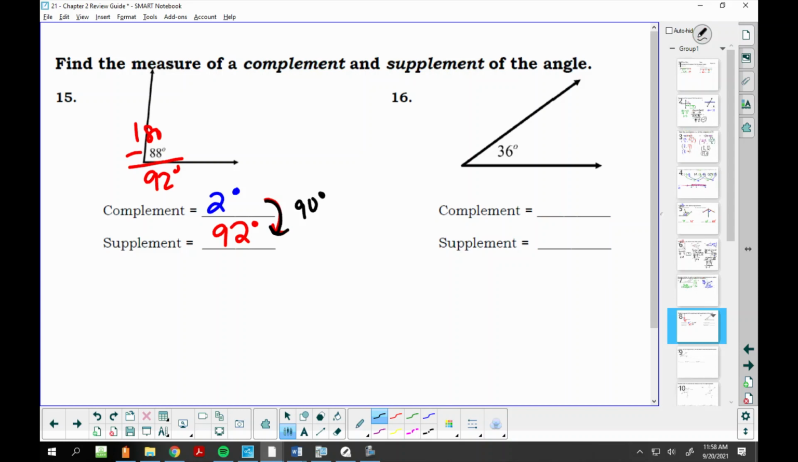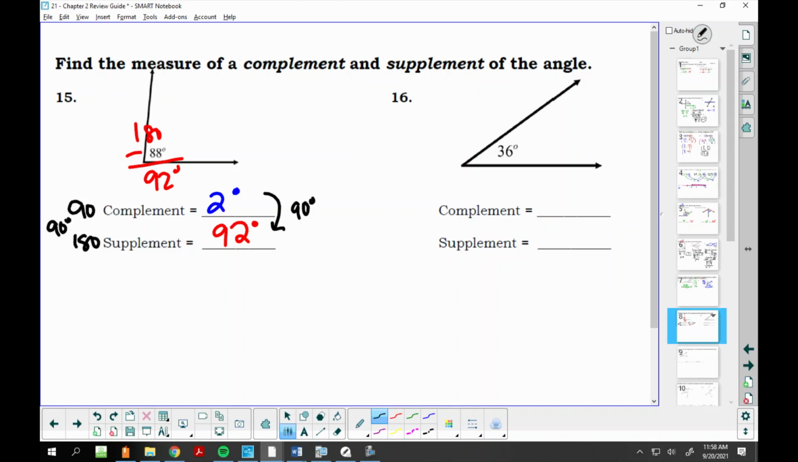What's the difference between 2 and 92? No. What's 92 minus 2? 90. Do you guys see the difference between them is 90? Right? 92 minus 2 is 90. The difference is 90 because if a complement is 90 and a supplement adds up to 180, their difference is 90. So your difference between your supplement and your complement is always going to be 90.